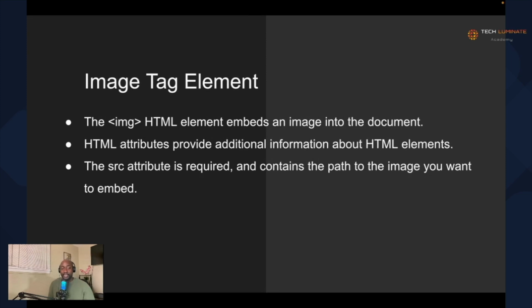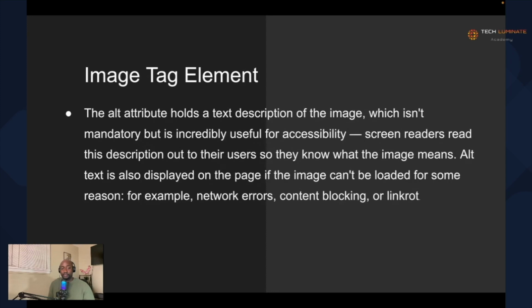The image tag comes with a source attribute, which is required. Now, this attribute contains the path to the image that you want to embed on the web page. The image tag also comes with another attribute called the alt attribute. The alt attribute holds a text description of the image, which isn't mandatory, but is incredibly useful for accessibility.